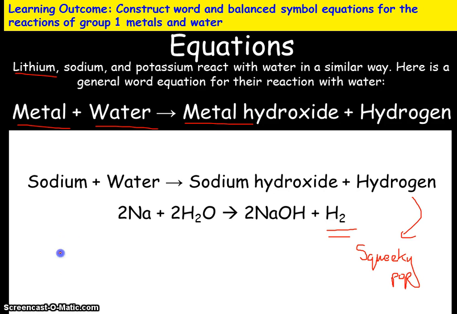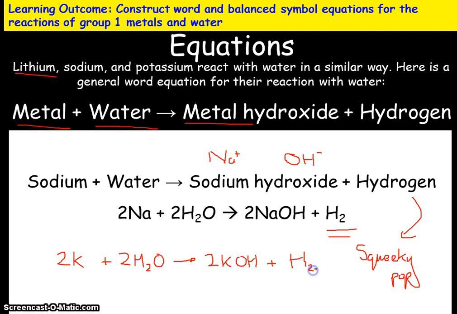If I just do potassium as another example, I'd need 2 potassium atoms to react with 2 water molecules, and exactly the same, I would form potassium hydroxide. Remember, hydroxide is OH. The hydroxide ion is a polyatomic ion, it's OH minus, and obviously the sodium in this case would be Na plus, and it's the same here. Potassium is K plus and OH is minus, and then we're left with hydrogen gas, which is H2.